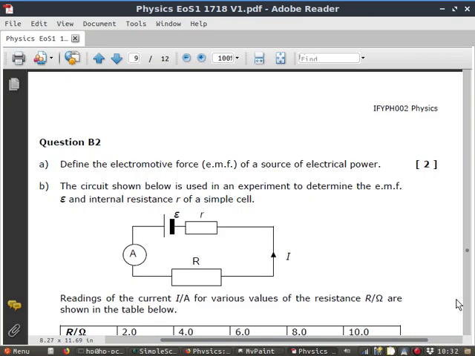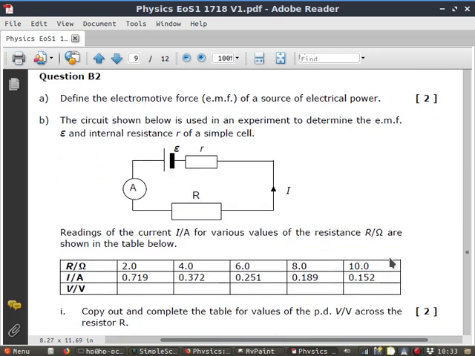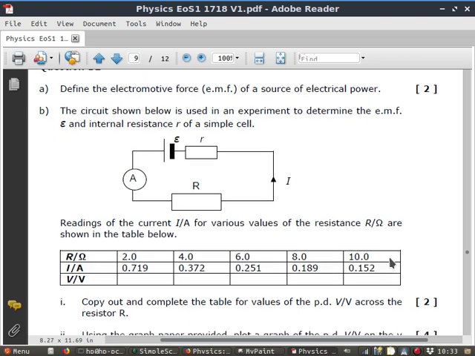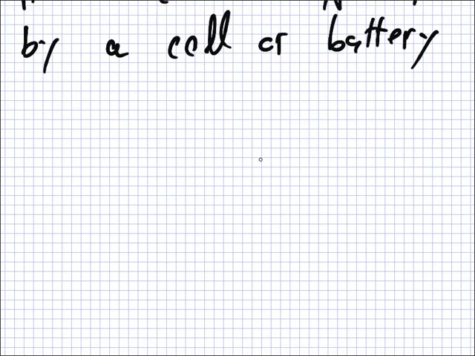So what have we got going on here? We have a little circuit, internal resistance, the usual story here. We have to complete the table. So how do we get the V? I times R. Let me try print screen here, and then I wonder can I paste it here?